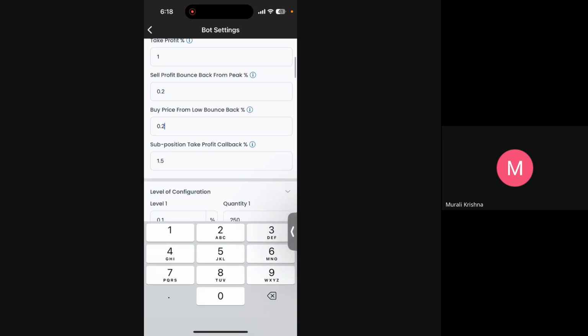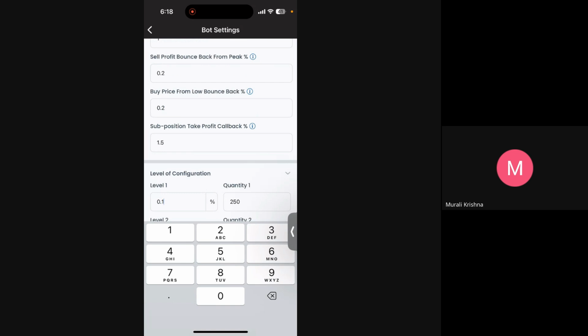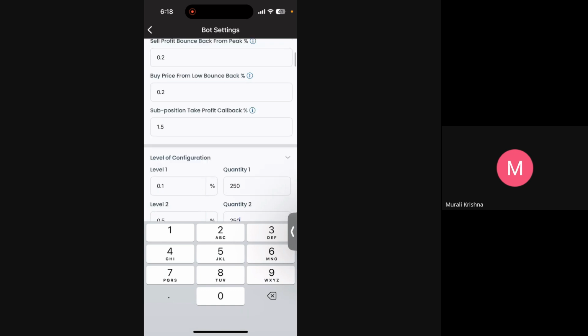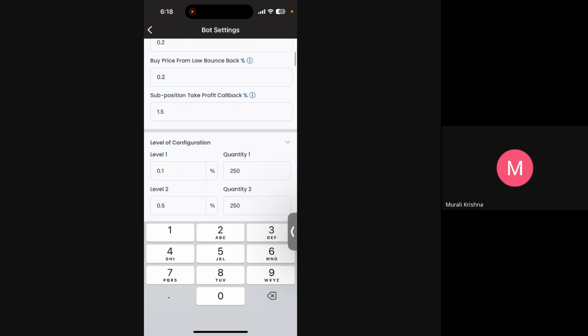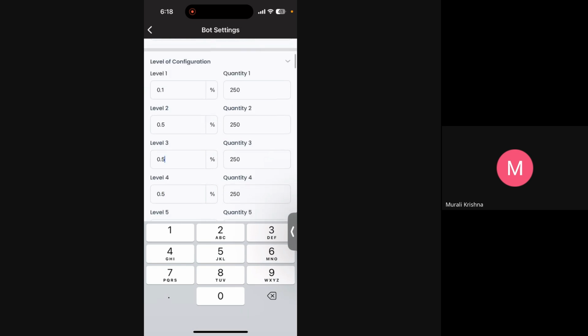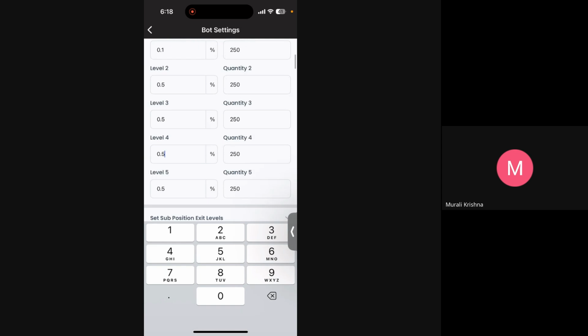That means, see, for the first level I have kept it so because I wanted to accumulate immediately whenever there is a 0.1% drop, I just wanted to accumulate 250 shares, and the next level 0.5%, 250 shares. So here is the magic. When it is 0.5% down, it will not buy until there is a bounce back of 0.2%. So you will have an opportunity to buy at the best level. See, level 3 is also 0.5, level 4 also 0.5. So for every level down and bounce back, I have kept 250, 250, 250, 250, 250.